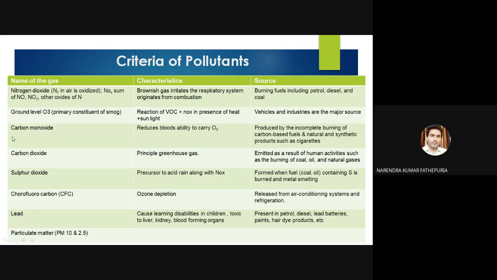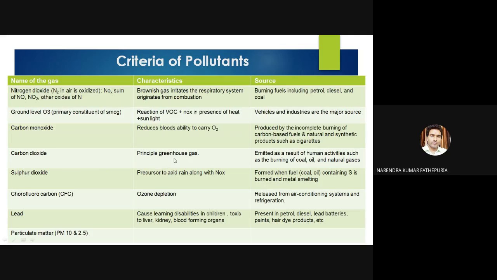Carbon monoxide. The characteristic of carbon monoxide is that it is very dangerous. It blocks your respiratory system, and it reduces the blood's ability to carry oxygen also. It is produced from the incomplete burning of carbon, fossil fuel based emissions, and natural and synthetic products such as cigarettes. One cigarette has more than 4,000 chemicals which are very harmful. There are passive smokers as well as active smokers, so it creates a lot of indoor air pollution. I will talk later about the impact of the pollutants.